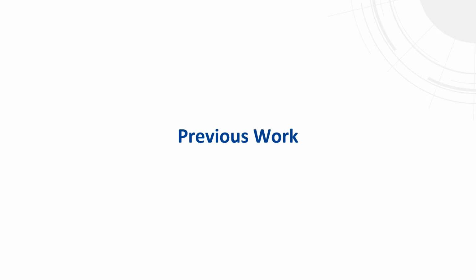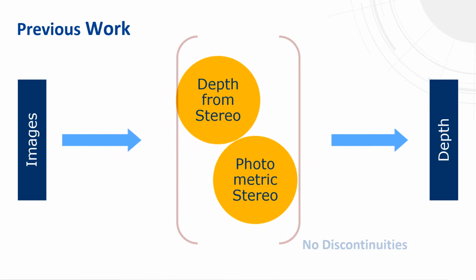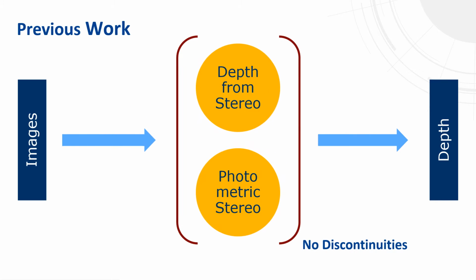Only few methods combining both approaches to counteract the respective shortcomings have been suggested so far. These methods either use photometric stereo as a second stage to enhance already existing depth maps and 3D models, or use photometric stereo to replace the smoothness term in depth from stereo, but neglect the effects of discontinuities.